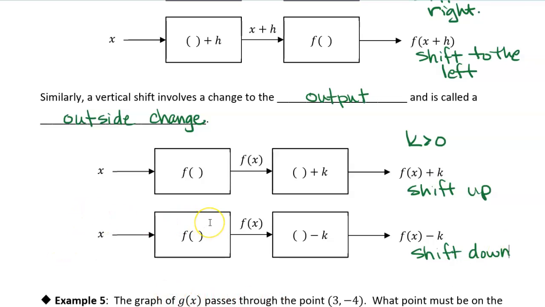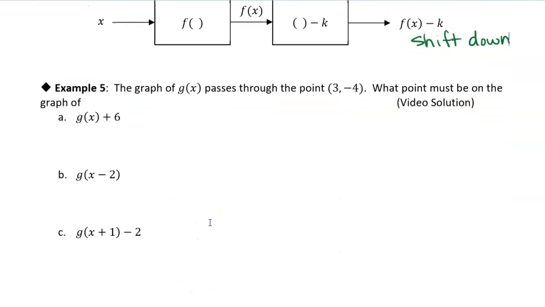All right, let's take a look now at example 5. In example 5, all we know about g of x is that it passes through the point (3, -4), and we want to figure out what point has to be on the graph of these new functions. Okay, so the first one, you can see it's an outside change, right? We're taking g of x and then adding 6 to it. So we know how g of x works, right?